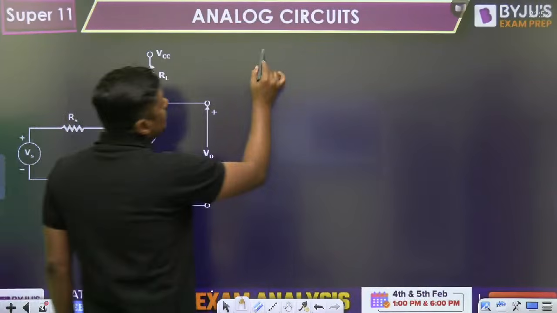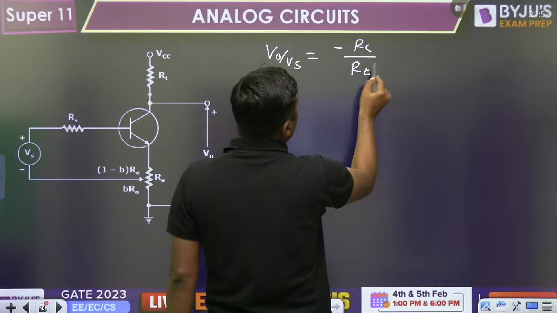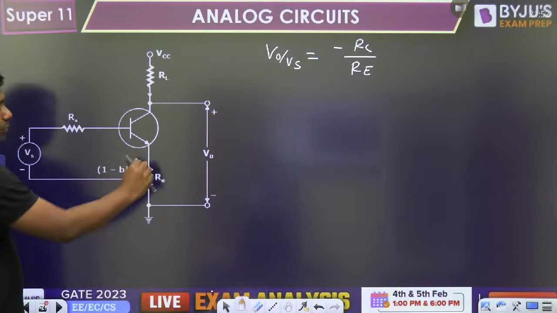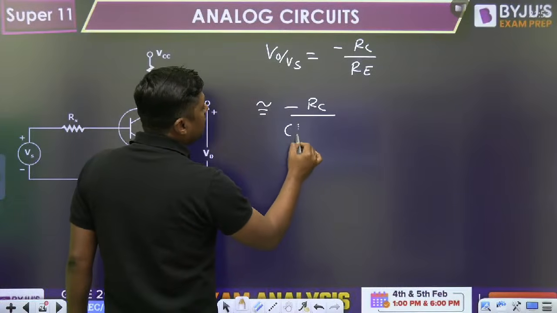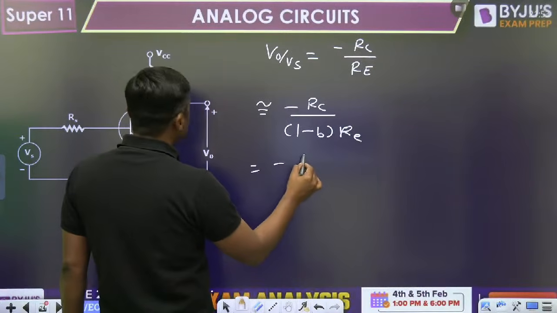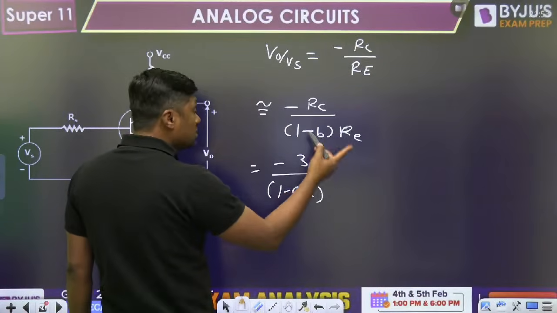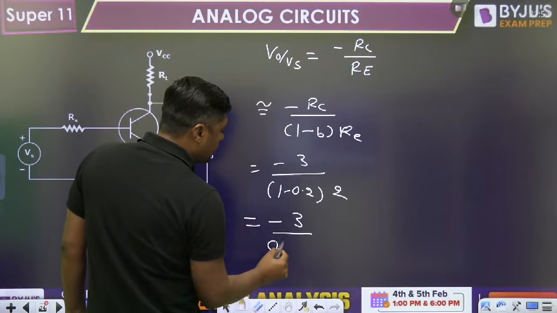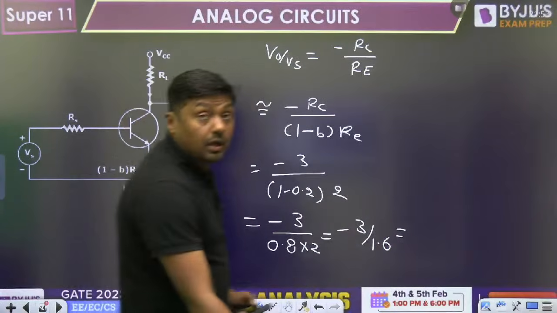Already I have given V naught by Vs when RE is given, that is minus Rc by RE. But this time we are not using the complete RE. We are using the (1 minus B) times RE in the upper portion, and that's why the approximate answer is minus Rc by (small re plus (1 minus B) times capital RE). RL is given as 3. This is 1 minus 0.2, and it is an over-approximated answer. Now what is the small re? Small re is given as 2 kilo. It will become minus 3 into 0.8 into 2, that is 1.6. So minus 3 divided by 1.6. What is the answer, everyone? And that is the overestimated answer.